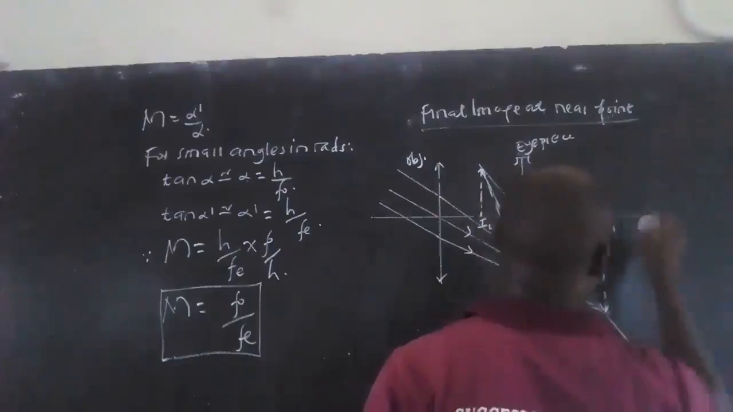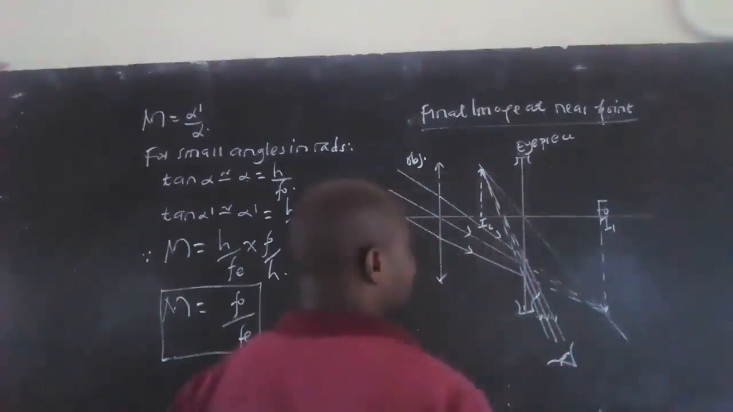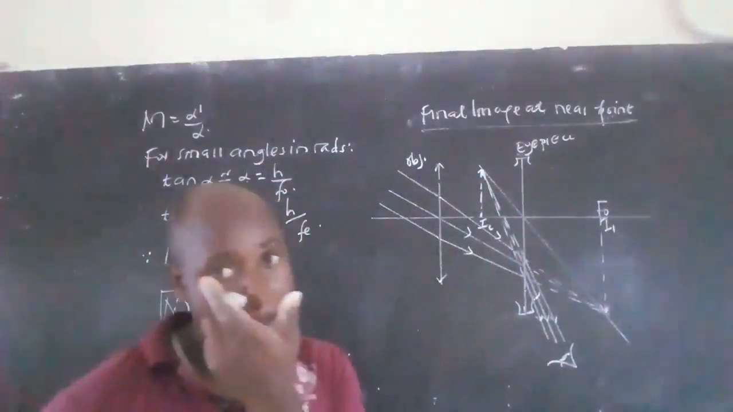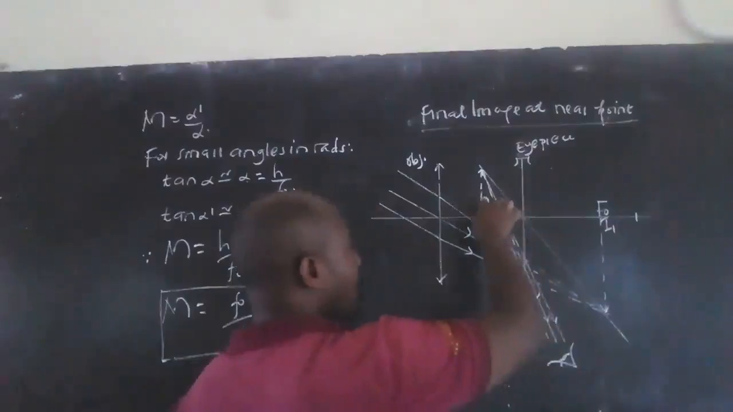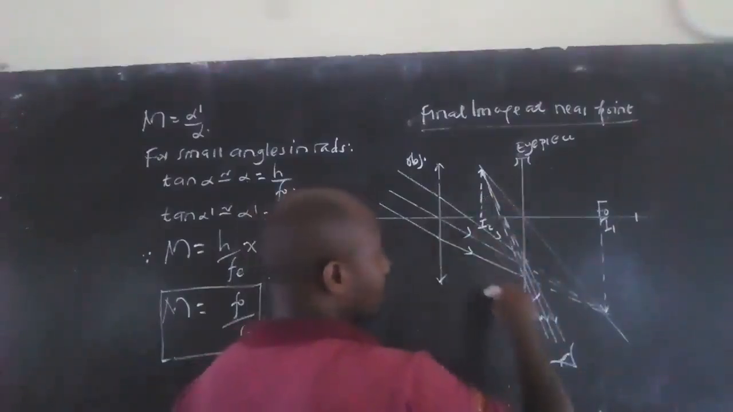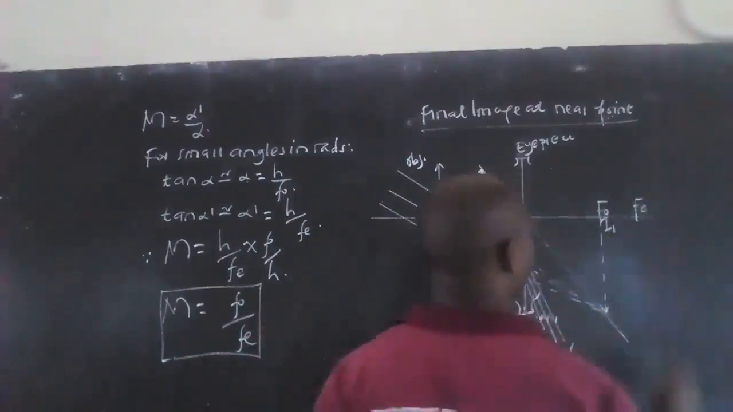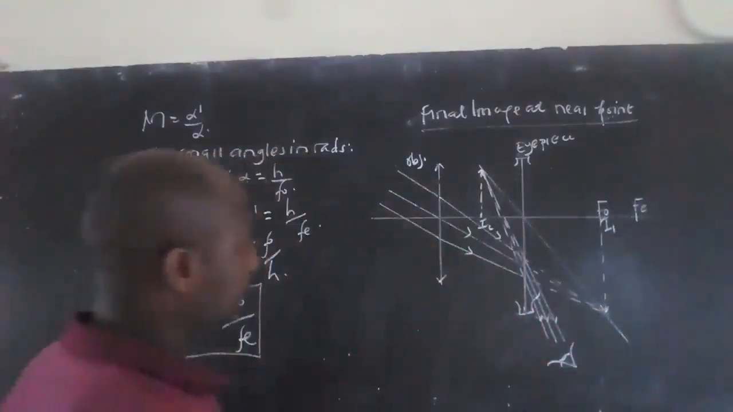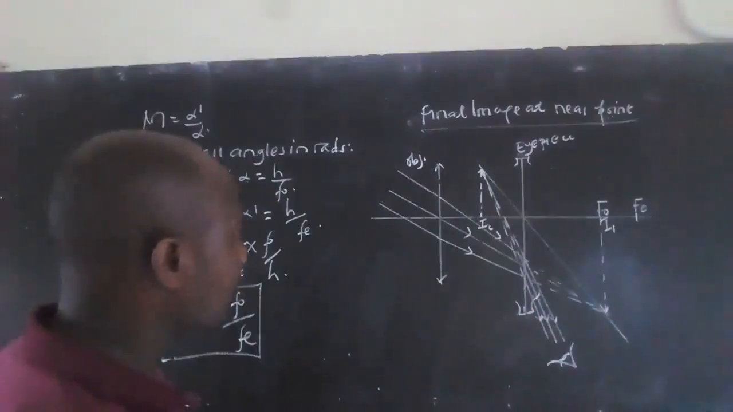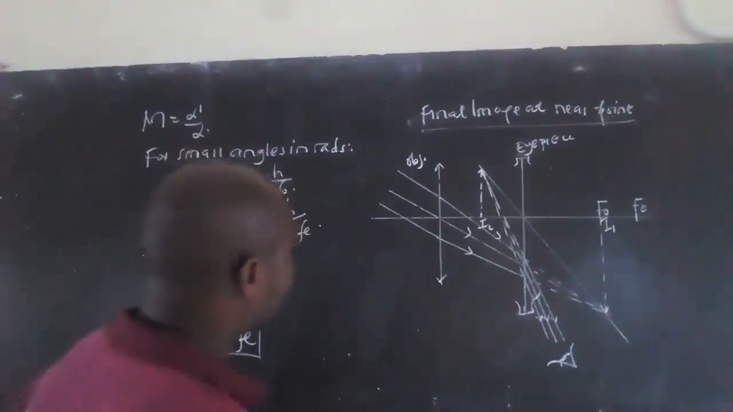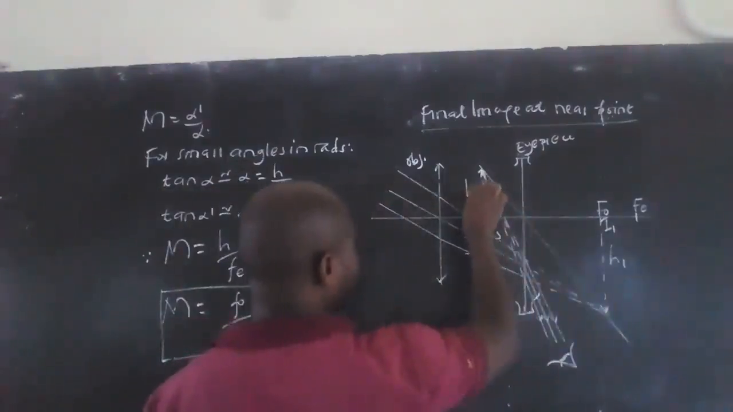Then this will be at F naught, not that one, because it is the image of the distant object. Then this one, this image is formed here, okay? So it means that it is inside what? F. Okay? So the image formed is what? It is virtual.